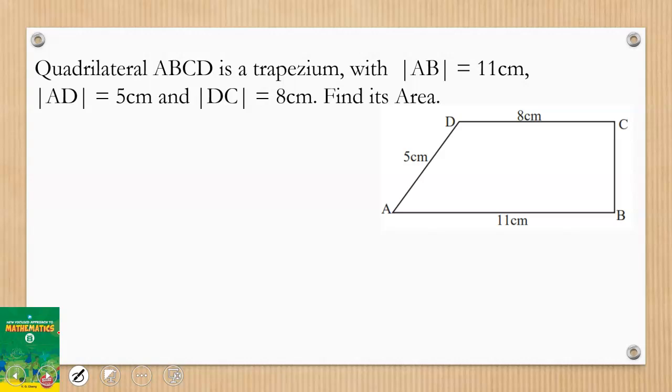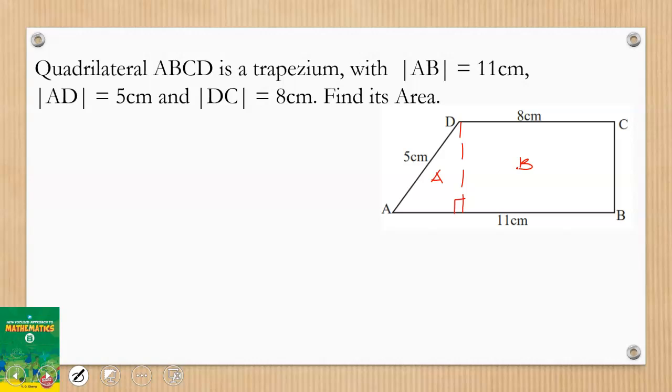And so what we can do is, if you draw a line straight perpendicular to the base, we create two different areas here. We create, let's say, area A and area B. Area A is a triangle, area B is a rectangle. So if I find the area of area B and the area of area A, together they will give me the entire area of this.